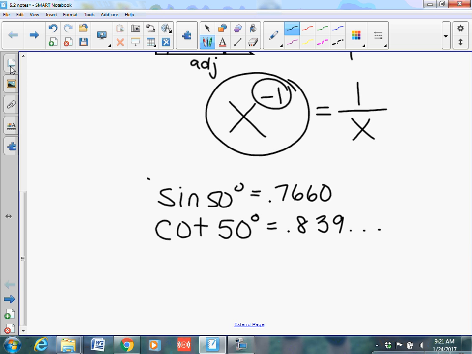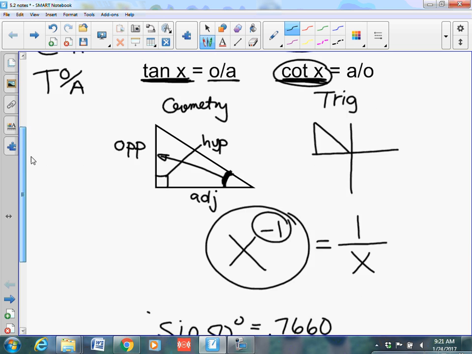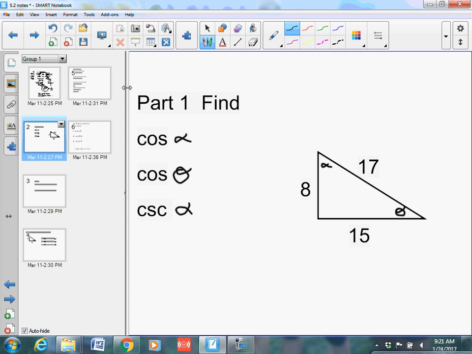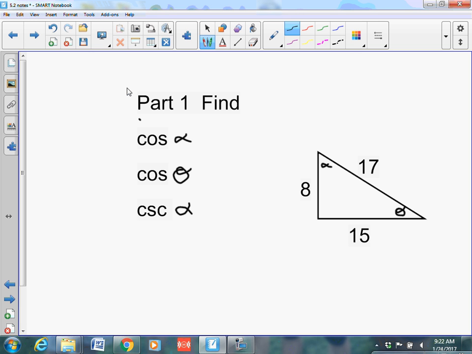We talked about the formulas. We're good. Okay, moving on. Part 1, starting the parts already. They want you to find the cosine of alpha. They want you to find the cosine of theta. Like I said, we're doing Greek letters. They want you to find the cosecant of alpha. So, here we go.